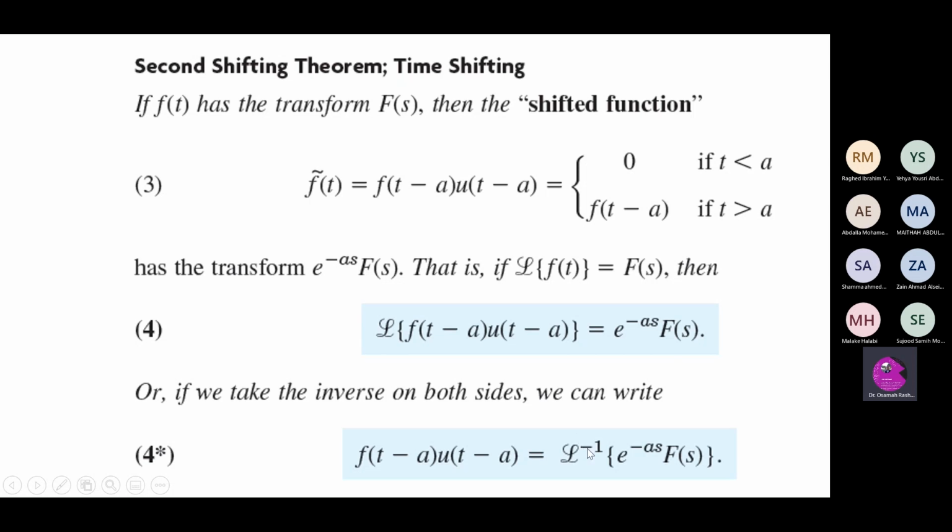What about the Laplace inverse if I have e to the minus as times F of s? It will be the opposite. You have the original function f of t, replace t by t minus a, and multiply by the unit step function u(t minus a). But this is the main point: the Laplace transform for the wave after shifting by a is exactly e to the minus as multiplied by the Laplace transform of the original wave represented by f of t.